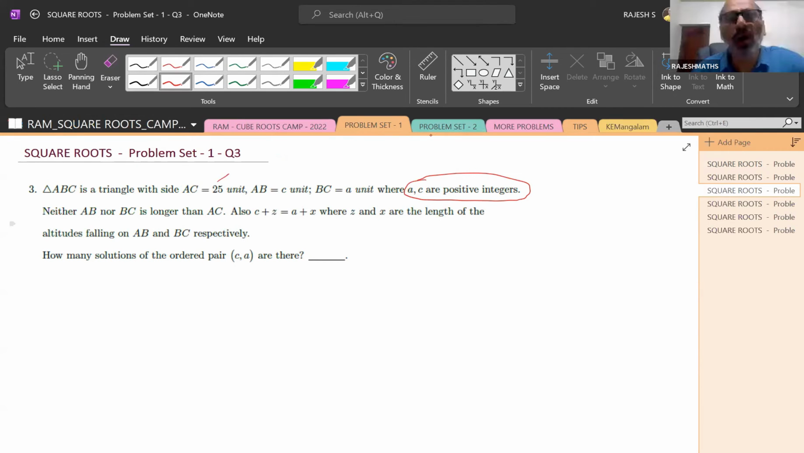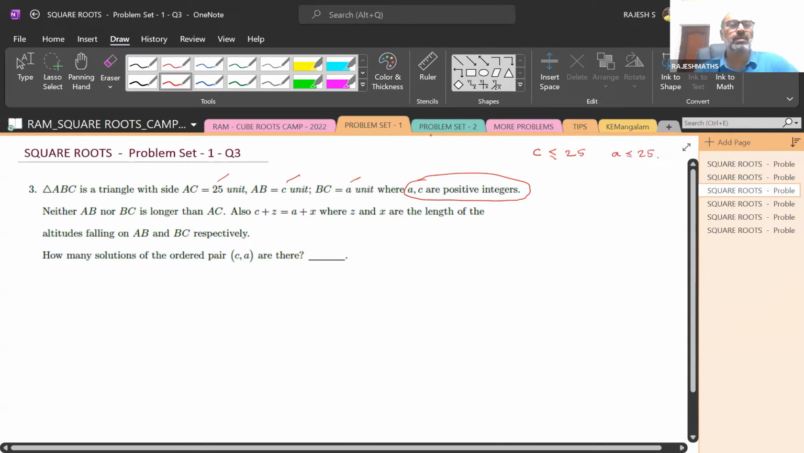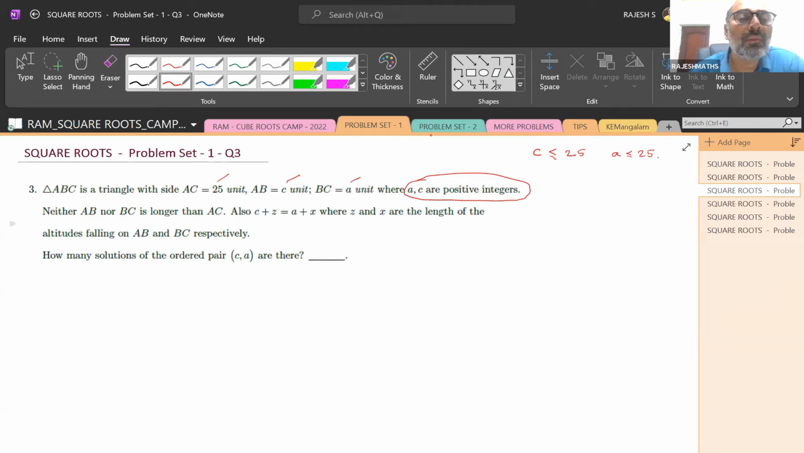Now, neither AB nor BC is longer than AC. What does that mean? c is not longer, c is less than or equal to 25. Then a, not longer than 25. Okay, fine. So you do not have to write this, just keep that in mind.